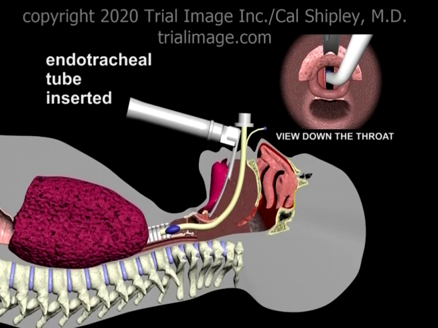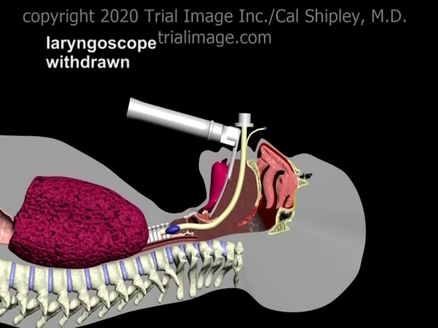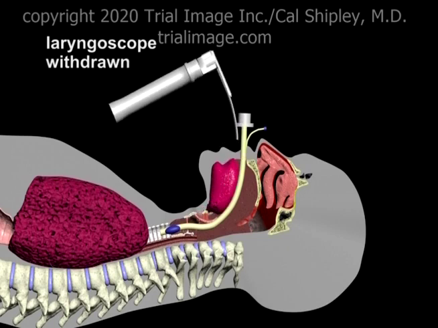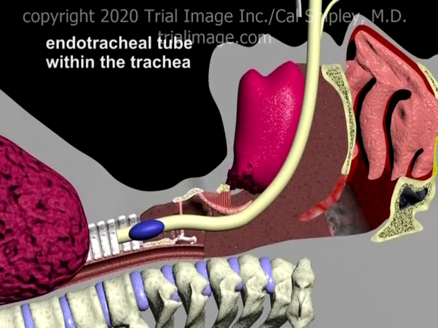The endotracheal tube is inserted so that the inflatable cuff is pushed beyond the vocal cords. The laryngoscope is now withdrawn. The cuff on the endotracheal tube lies beyond the vocal cords in the upper trachea, as noted here.